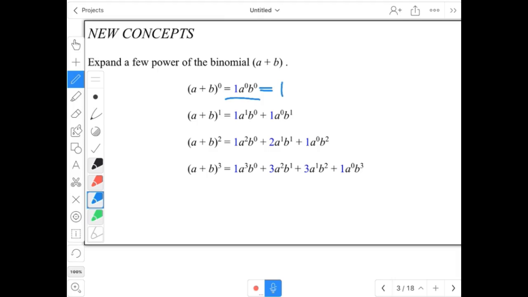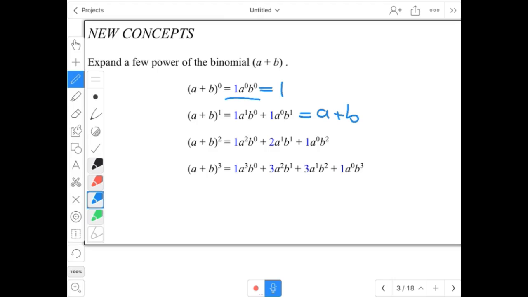Now that second one, (A + B) to the first, we know anything raised to the power of 1 is just itself. So again, it's written a little goofy in here, but again, it's important for our lesson today. So we have 1 times A to the first and B to the 0, plus 1 times A to the 0 and B to the 1, which I know would simplify to just A plus B. But again, it's important to our lesson of how this is written out.